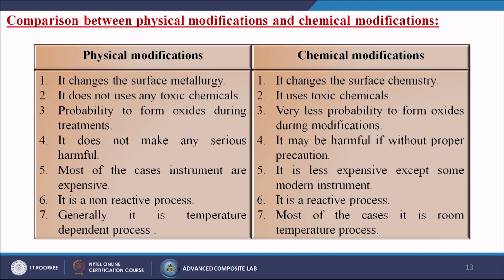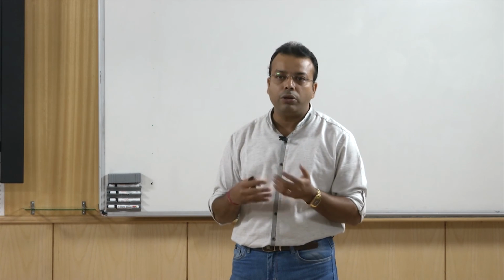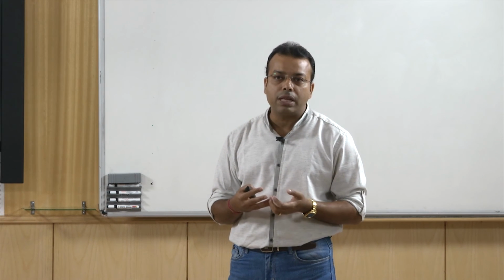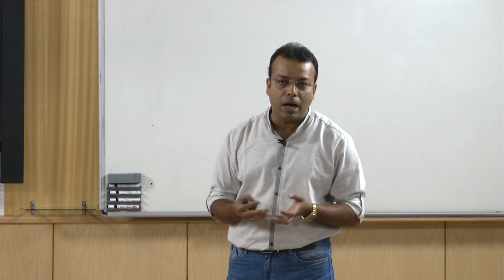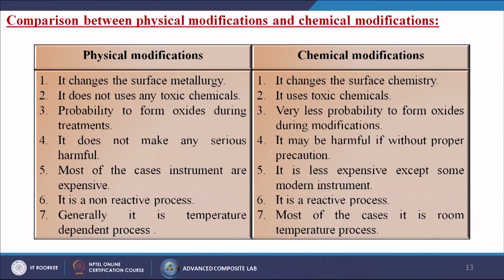Physical modification does not cause any serious harm, because it is not generating any toxic gases, but while we are doing chemical modifications, there can be generation of toxic gases which can be harmful to the environment. In most cases the instruments are expensive. Physical modification instruments are less expensive, except for some modern instruments you might need. It is a non-reactive process, whereas chemical modification is a reactive process, because a reaction is taking place. Generally it is a temperature dependent process; most of the processes are room temperature processes, or sometimes you need some controlled temperature or atmosphere too for some special cases.